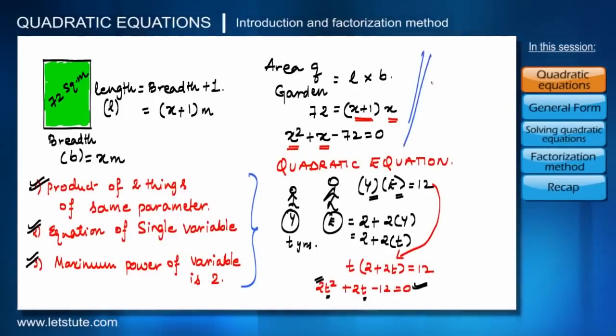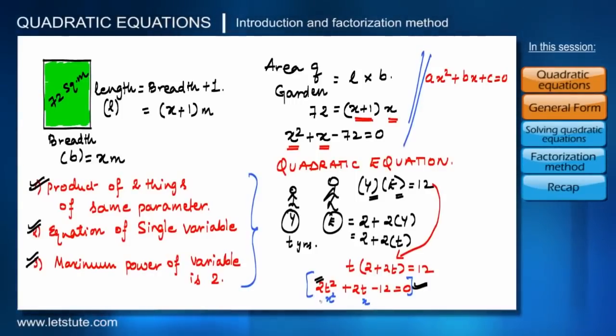So now we know what a quadratic equation is. A quadratic equation is generally written as ax square plus bx plus c equals 0. Any quadratic equation can be written in this form. In this case, in place of x we have t in the equation, but both are variables, so that's fine. In place of x square we have t square, and similarly in the second term, in place of x we have t.